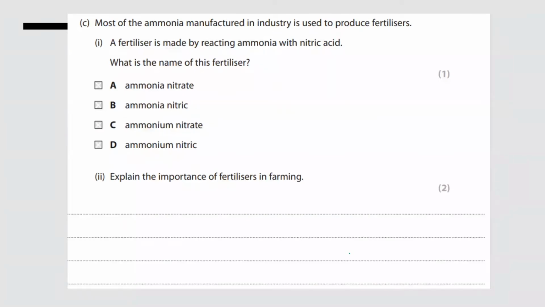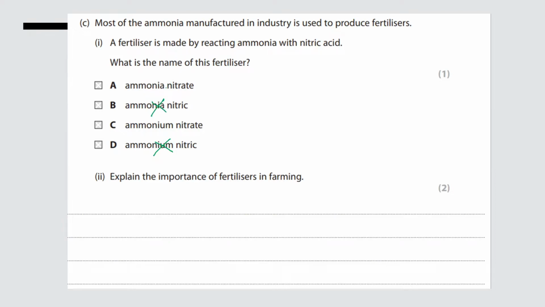Most of the ammonia manufactured in industry is used to produce fertilizers. A fertilizer is made by reacting ammonia with nitric acid. What is the name of this fertilizer? Okay, so ammonia with nitric acid. Ammonium nitric, that doesn't make any sense. Ammonia.